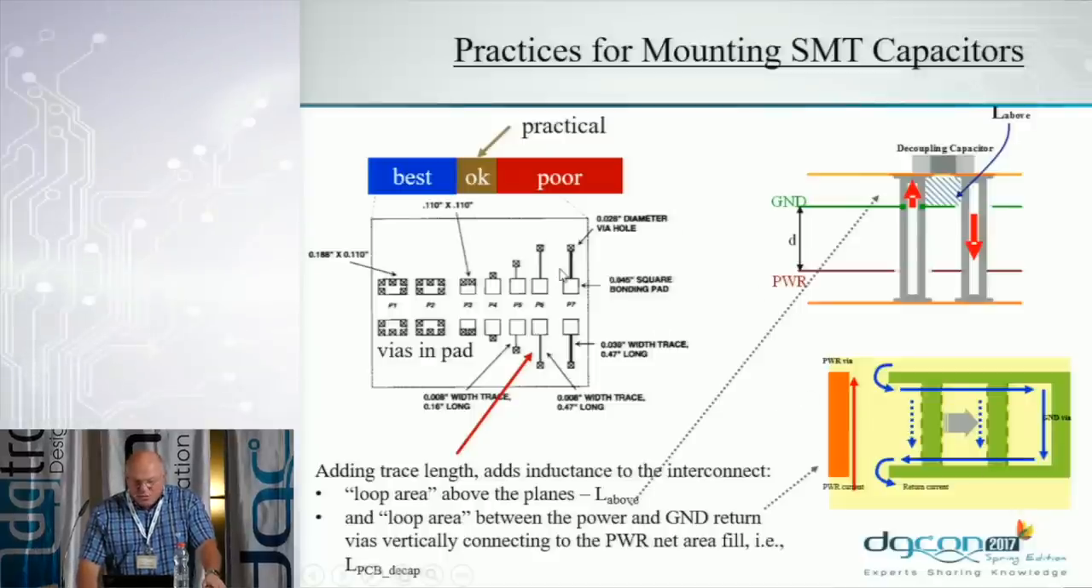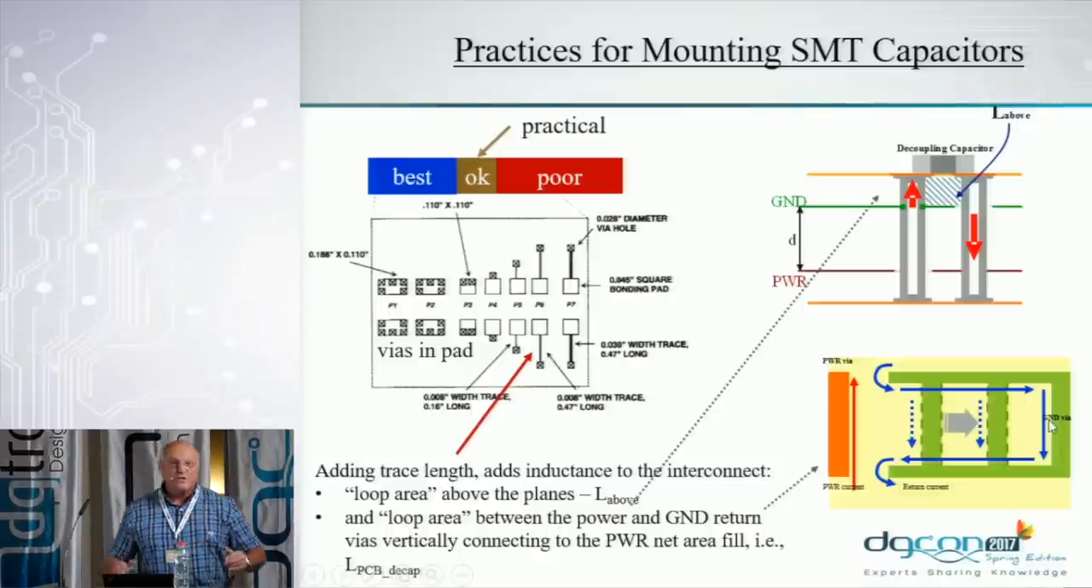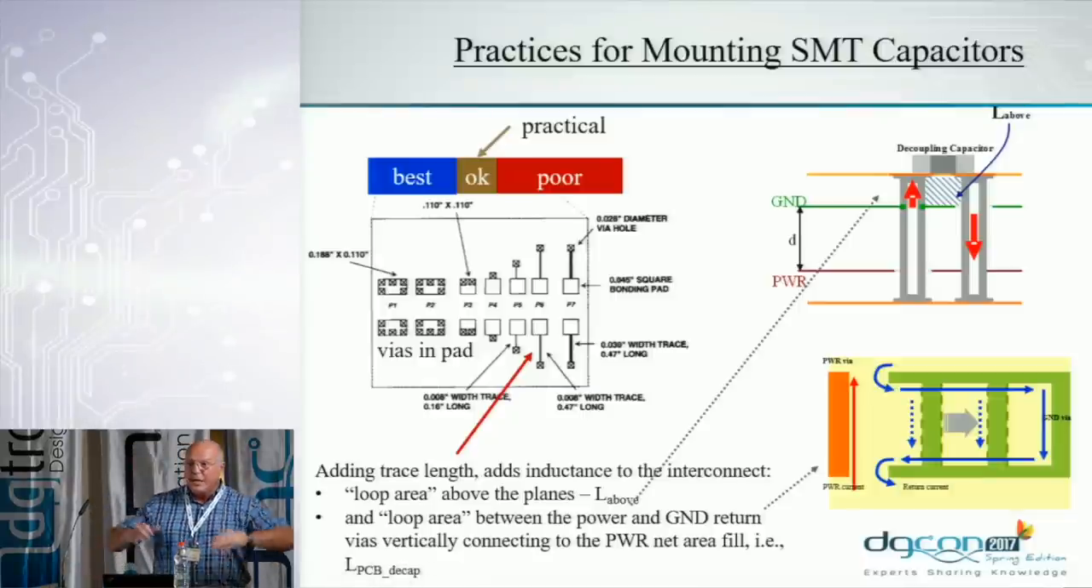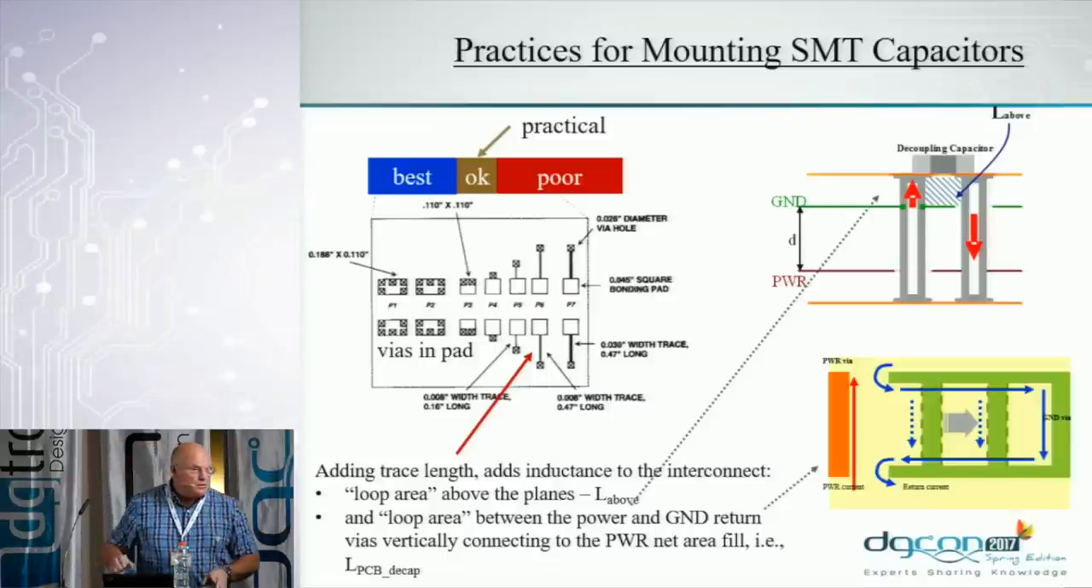And the crux of the issue here is that when you avoid these traces, you see here, if you look at the power via and the power return via, if we have long traces here, we have a big separation between the power return vias. And that big separation is a bigger loop. We want small loops, many loops in parallel.